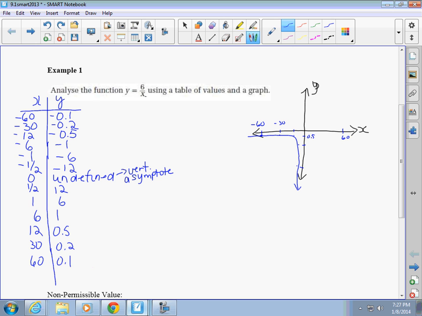Now on the other side, if I was at 1/2, so if I'm thinking of my x value, I'm at a half, it's going to be here. I was up at 12. When I was at 1, I was at 6. When I was at 6, excuse me, I was at 1. So I don't know, we'll say 6 is about there. When I was at 12, I was at a half. When I was at 30, I was at 0.2. When I was at 60, I was at 0.1. So again, you can see it's getting close. It gets really close to my zeros, but it never touches them.